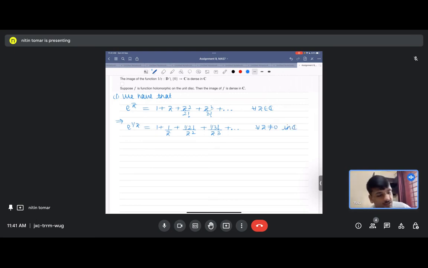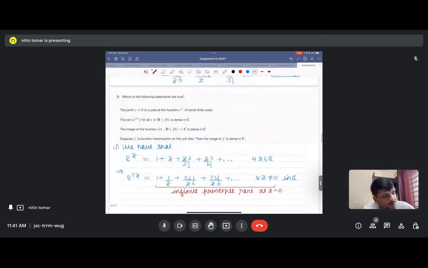Now, so this is an infinite principal part, right? Infinite principal part at z equal to 0. So what do you think the singularity at z equal to 0 should be? It should be essential. Exactly. So this option is false.